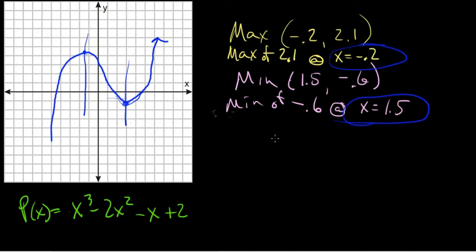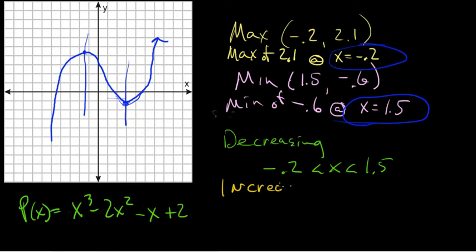And so it's decreasing between x equals negative 0.2 and 1.5. It is increasing when x is less than negative 0.2 and x is greater than 1.5. So those are the two places where it's increasing. At any rate, we're going to talk a whole lot more about this during class, of course.